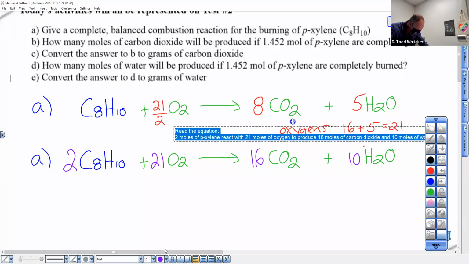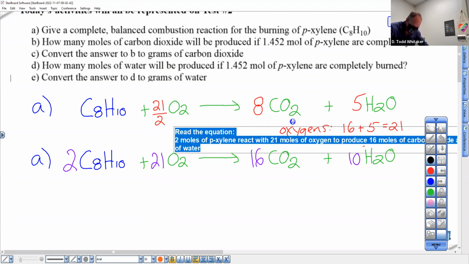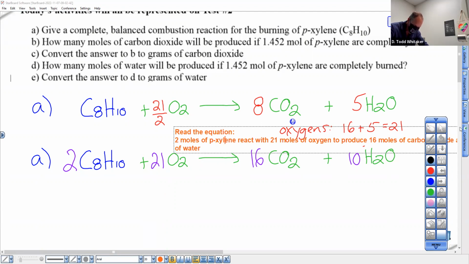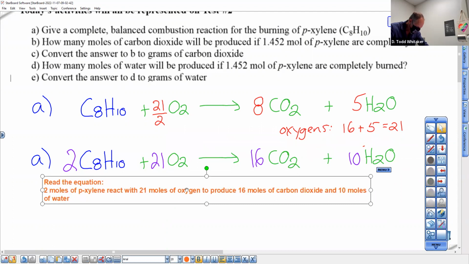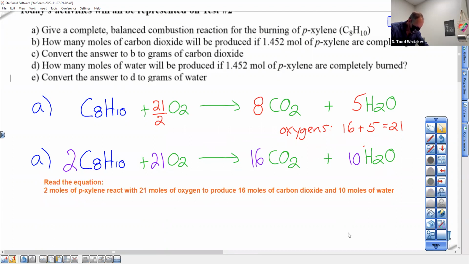We used purple already. Yes, orange is nice. And a little bigger. Not much. There you go. Read the equation. Trying to move the equation. There. We good? All right.